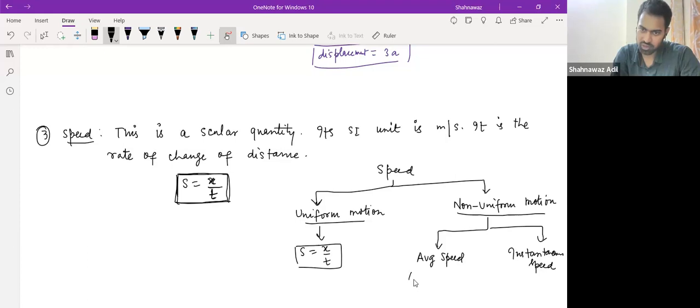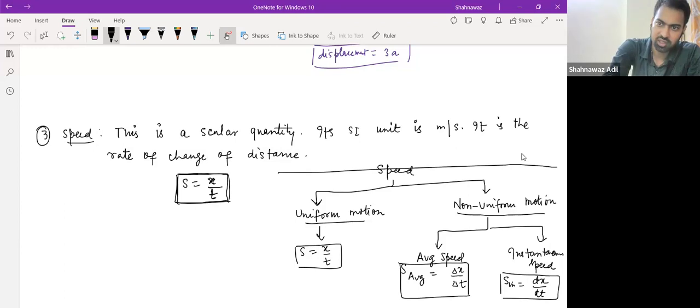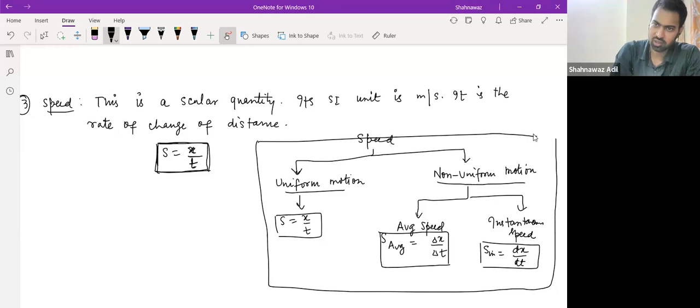So the average speed is delta x by delta time, total, and then you have the instantaneous speed, let's say s instant, which is dx by dt. I will talk about all these diagrammatic representations in the next class, because the rest of the people would be there, so we should not go ahead.